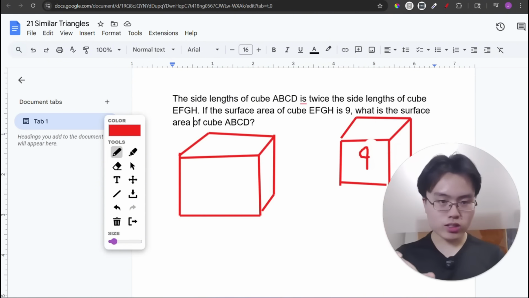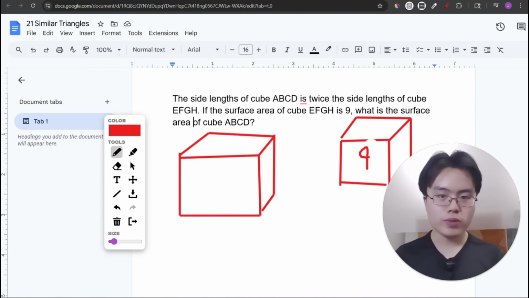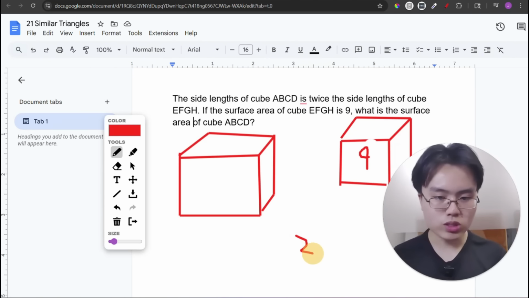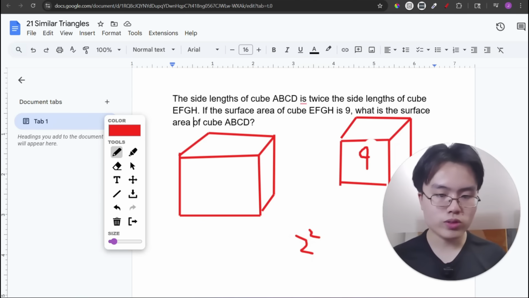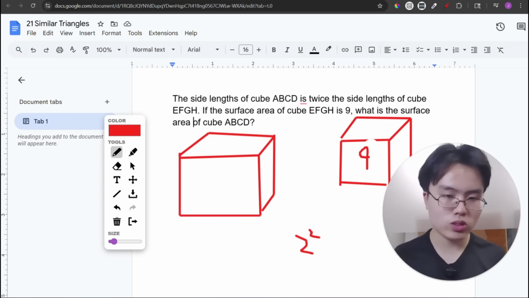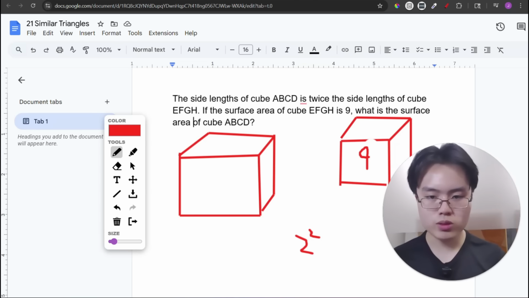Now, the answer is the exact same thing as we did previously with the area. This is just area. So if we know the proportion of the sides is 2, we just square it and solve it like any other area question. So it's 4, right? The proportion between the areas is 4 because we squared the 2. So now the surface area of this cube is going to be 4 times 9, 36.